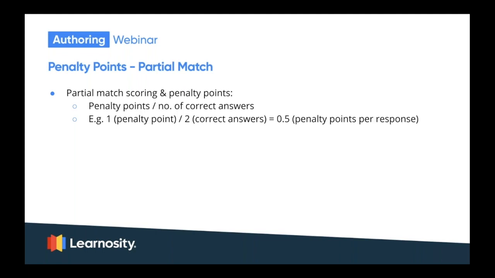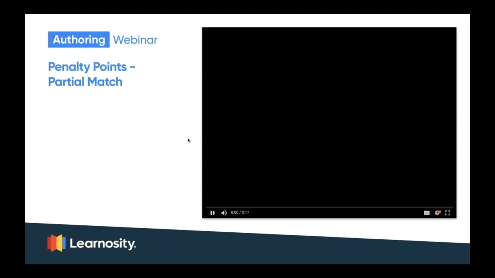Because partial match also applies to the penalty score, this means that the penalty score is also divided by the number of correct options on the question, and that's your actual penalty score value. So we'll have a look at a video example to make that a bit clearer.